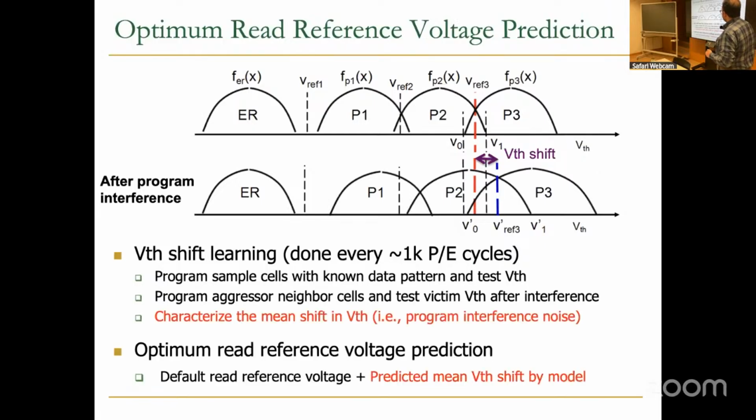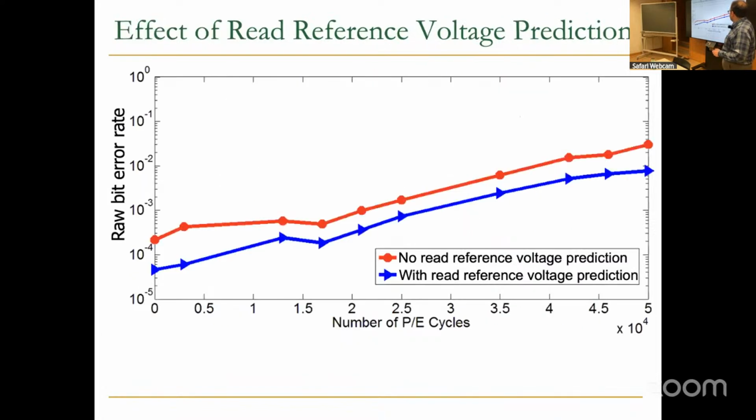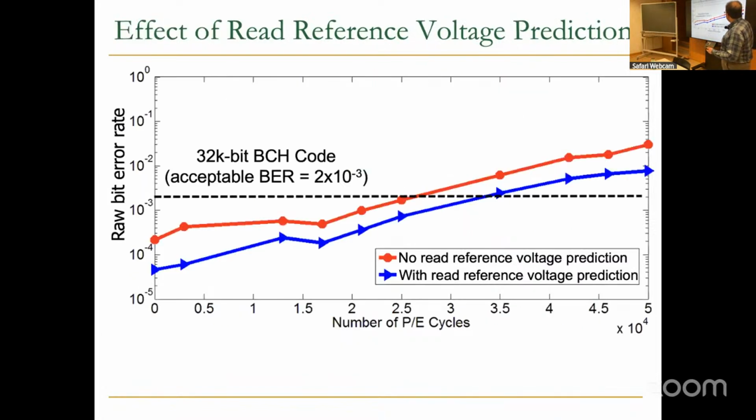So we have this threshold shift learning, which is done every 1K program/erase cycles. You program sample cells with a known data pattern and test, then program aggressor neighbor cells and test the victim threshold voltage after interference, and you characterize the mean shift in threshold voltage, which we call program interference noise. Once you have it, you design the optimum reference voltage prediction: the default reference voltage plus the predicted mean VTH shift by the model. The model tells you how much you need to add to your reference voltage to correct. With that, you can improve performance.